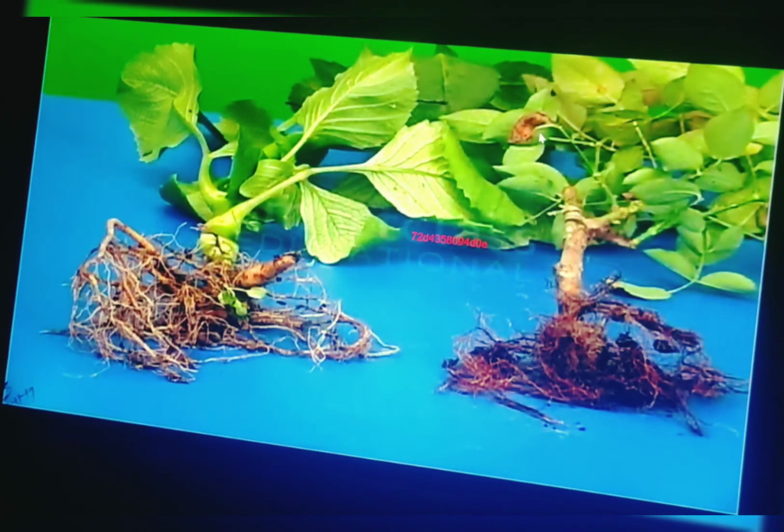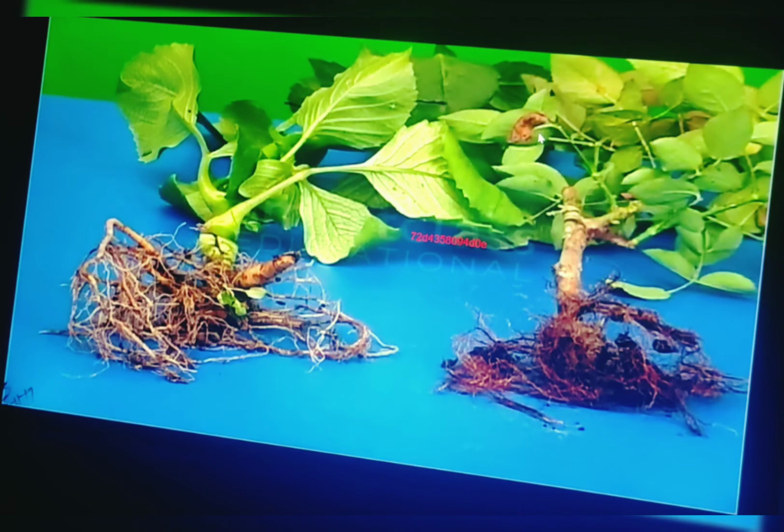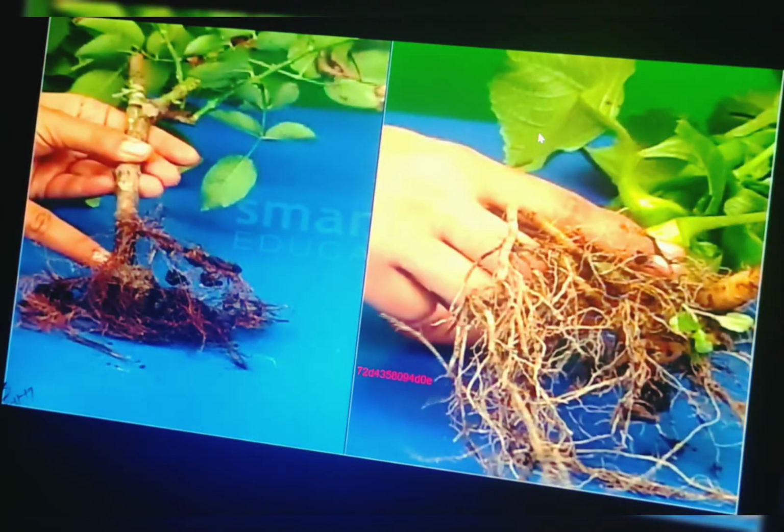When you focus on the roots of rose and sunflower plants, you will notice that both the plants have a central long root with numerous small roots. These small roots that branch out from the main root are called lateral roots. This type of root is called taproot.